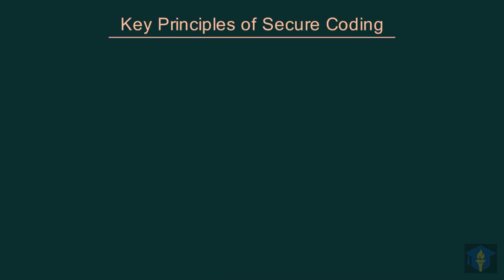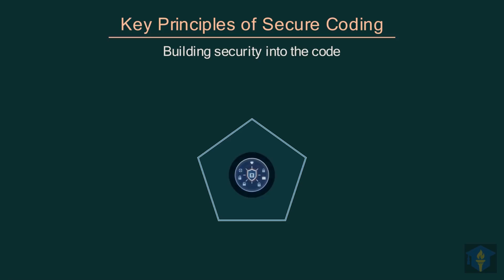We'll now dive into the key principles that guide secure coding practices for robust applications. These principles are all about building security directly into your code from the very beginning. First up, we have input validation, a critical step for preventing many application security issues. Always sanitize user input thoroughly to prevent dangerous injection attacks from happening.